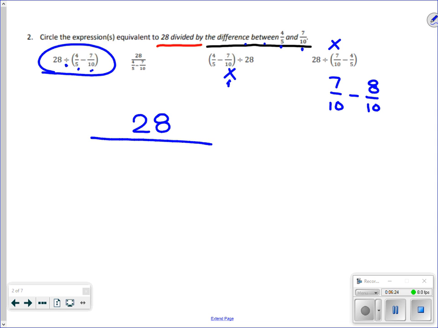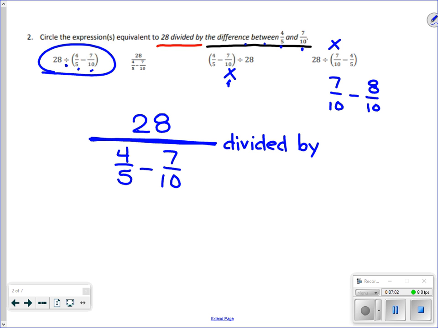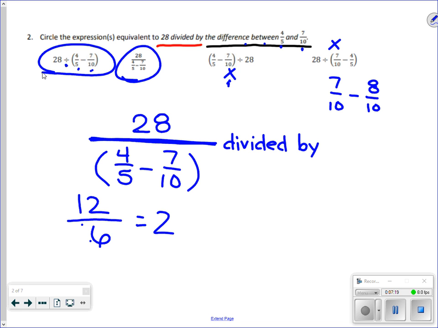28 with a line over 4/5, 7/10. So I've got the difference of 4/5 and 7/10 with 28 on top, and then a subtraction problem down below. What does this line mean? Division. It means division. I made a fraction. This is 28 over a subtraction problem, 28 divided by this problem. It's like 12 over 6. 12 divided by 6. See, I got it right, but I second guess myself.